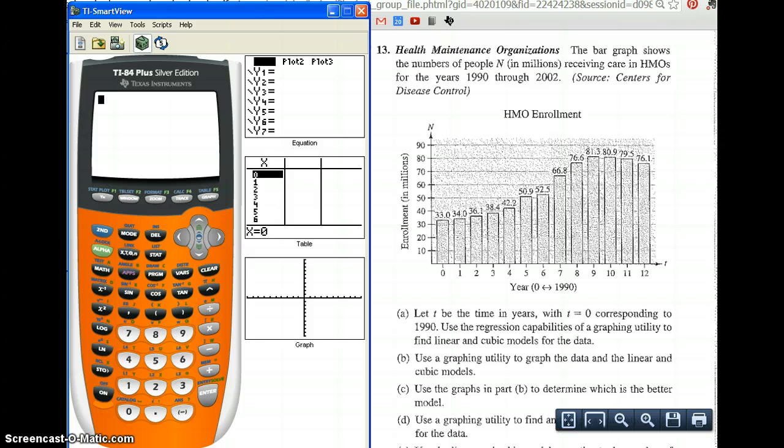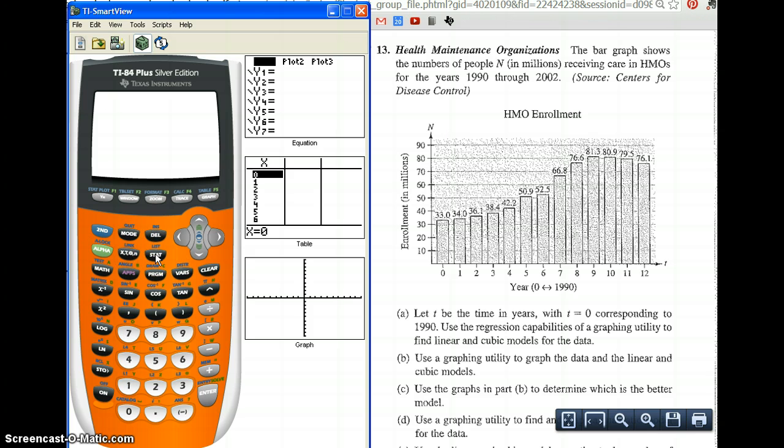So let's look at problem 13. Problem 13 talks about health maintenance organizations, and the bar graph shows the number of people in millions receiving care for HMOs, again, health maintenance organizations, for the years 1990 to 2002. So it says, let t be the time in years, with t starting at 0, corresponding to 1990, and use the linear regression capabilities of the graphing calculator to find a linear and cubic model for the data.